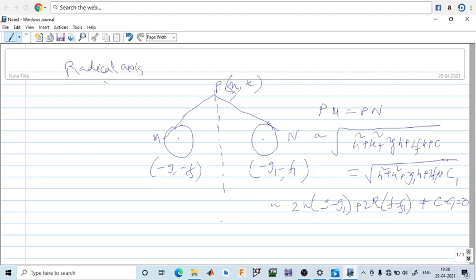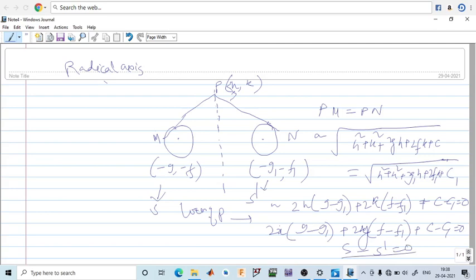So if we write the locus of P, that is the equation of radical axis, change h, k to x, y, you will get 2x(g minus g1) plus 2y(f minus f1) plus c minus c1 equals 0. That is, you can say, if this is S and this is S dash, then S minus S dash equals 0. Ultimately you are getting that.